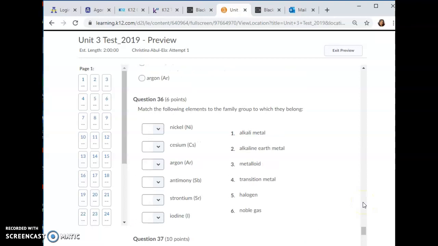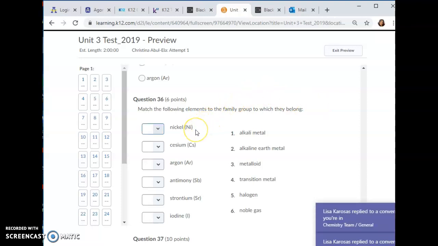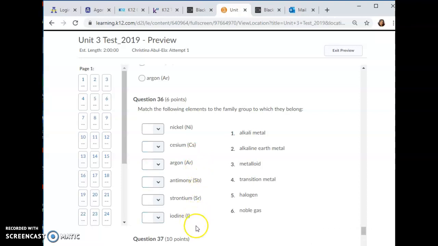Question 36. Match the following elements to the family group to which they belong. Nickel, cesium, argon, antimony, strontium, iodine. Matching up to alkali metal, alkaline earth metal, metalloid, transition metal, halogen, and noble gas.